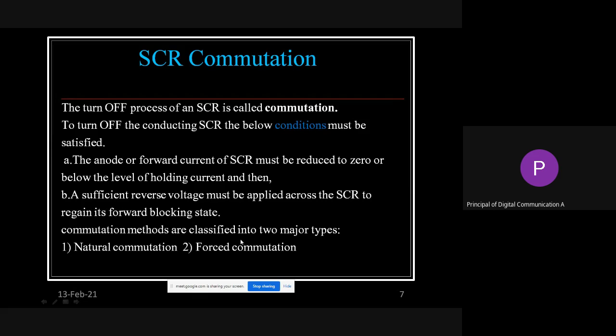But the commutation methods are classified into two major categories or two major types. First is natural commutation and another is forced commutation. So what is this natural and forced? That we will see, the scenarios depending on what they are categorized.